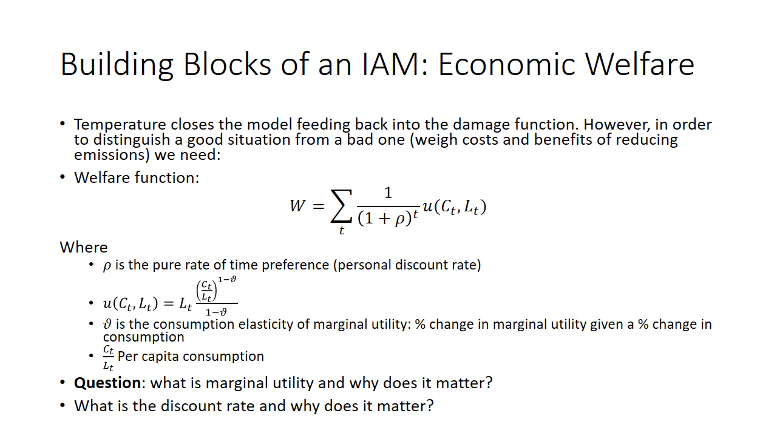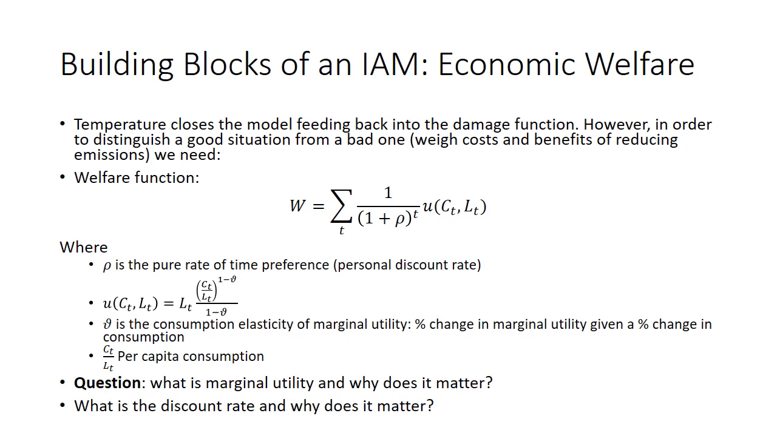Welfare is equal to the sum of the utility of consumption and labor. So U is going to be the utility function, which is a function of consumption and labor in any given period. We're summing over all time periods. That's the big sigma, that's a sum here, summing up over all time periods T in the model. And we're discounting all the utility back to the present period. So rho is a discount rate.